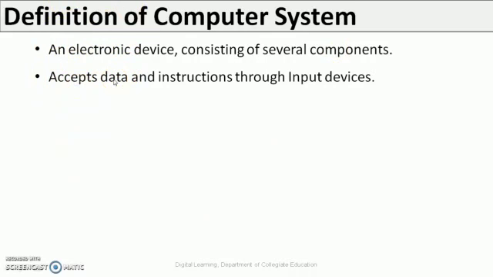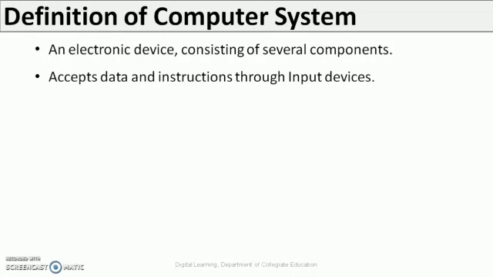Say, for example, if you want to know the results of your previous semester, you need to browse a particular university website. There, under the results tab, you have to enter the registration number to know the results. That registration number is called data, which is given to the computer through input devices like keyboard or mouse. The data entered is in the form of a number.